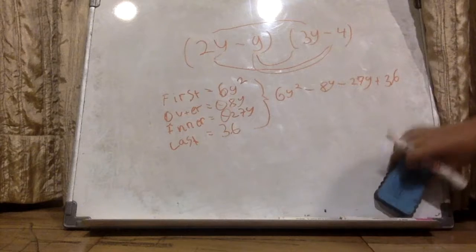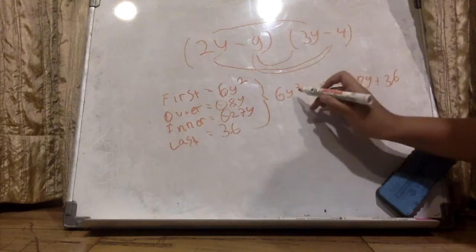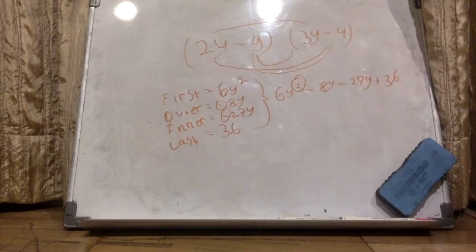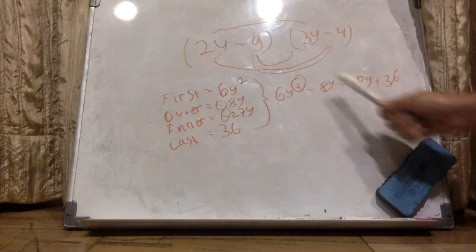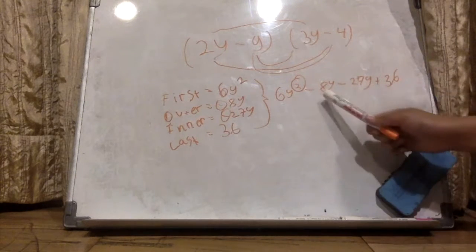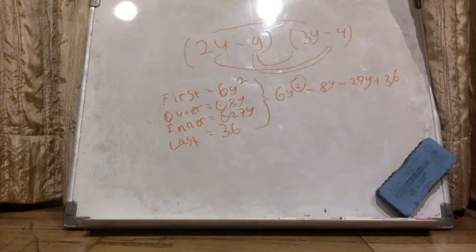Although there are the same variables, we can't simplify the 6y squared because this already has a square on it. So basically we can only simplify these both. So this is going to be negative 8y minus 27y. That's going to be negative 35y.